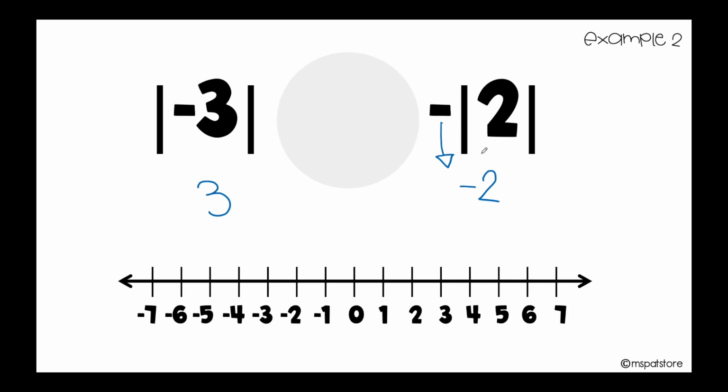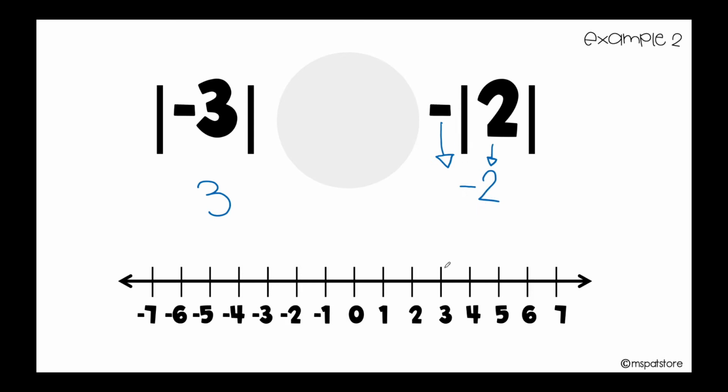Do you remember what I did here? Yes, these bars are grouping symbols. And according to the order of operations, I need to do the grouping symbol first. That's why I found the absolute value of positive 2 first. Absolute value of positive 2 is positive 2. And then I needed to bring down this sign that is outside. So my final answer will be negative 2.